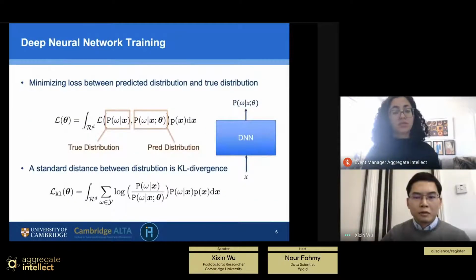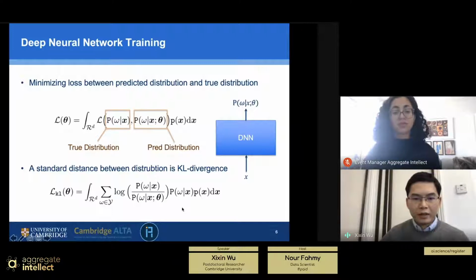And let's look first at neural networks. The training of a neural network tries to minimize the loss between the predicted distribution and the true distribution. One standard distance between distributions used for training is KL divergence. So basically, we try to minimize such a loss.